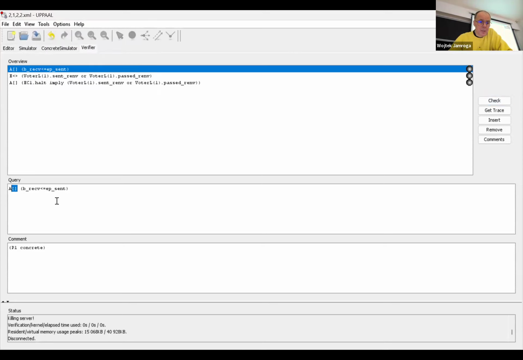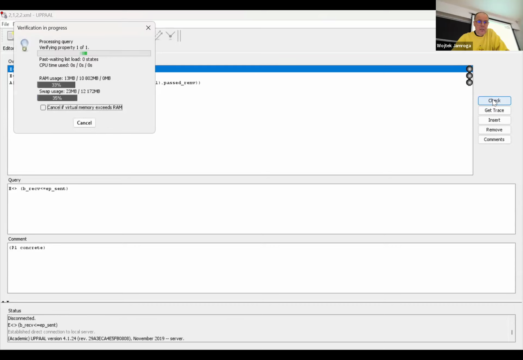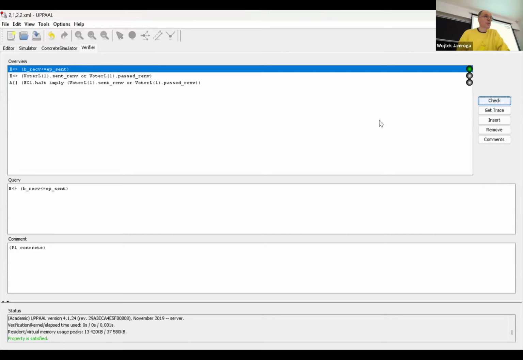Let's stop it. We would need more time, but maybe at least we can verify that there is a path such that eventually this is the case, and this runs much faster. So we get that the property is satisfied. Okay. Intuitively, checking that something is reachable on at least one path runs much faster than making sure that it has to always be the case on all of the paths, right?